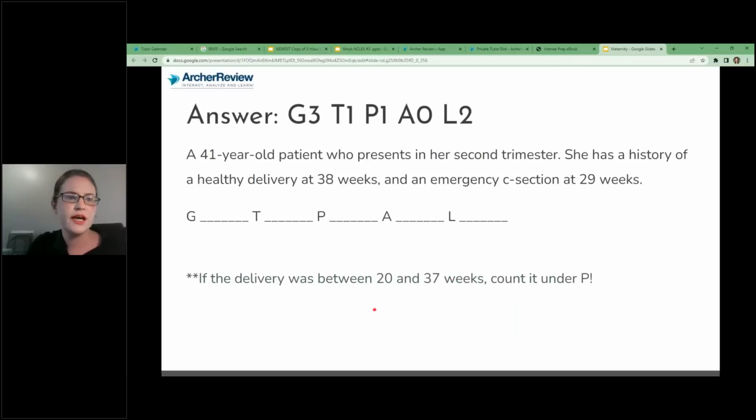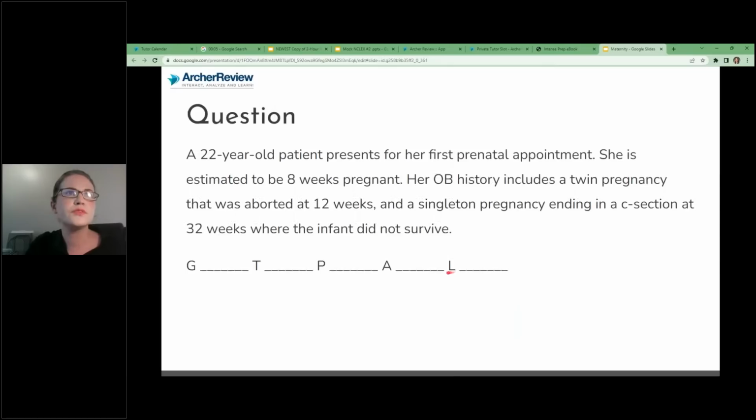So this one says a 41, sorry. No, this one is the one I wanted to do. A 22-year-old patient presents for her first prenatal appointment. She is estimated to be 8 weeks pregnant. Her OB history includes a twin pregnancy that was aborted at 12 weeks and a singleton pregnancy ending in a C-section at 32 weeks where the infant did not survive.